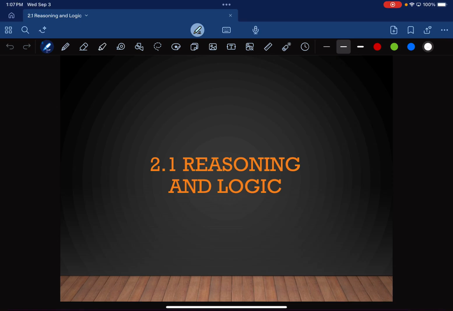Okay, so we started section 2.1 last time. We're looking at reasoning and logic, and we had left off talking about compound statements. There's three types of compound statements that we're going to work with. The one we did last time is called conjunction. We're going to move on this time to something called a disjunction. And then the third type is actually called a conditional or an implication.